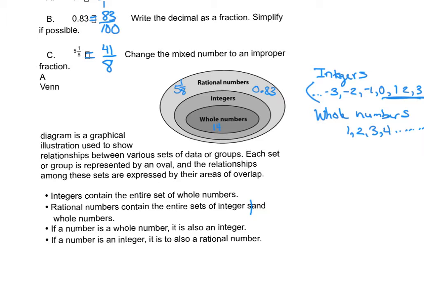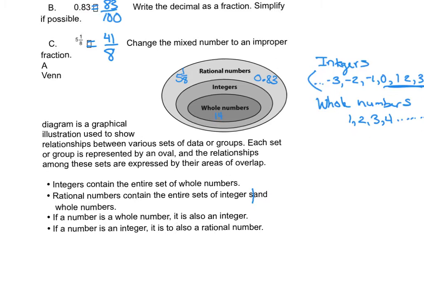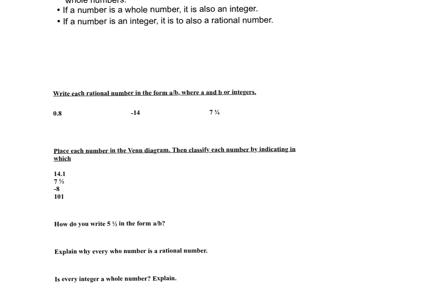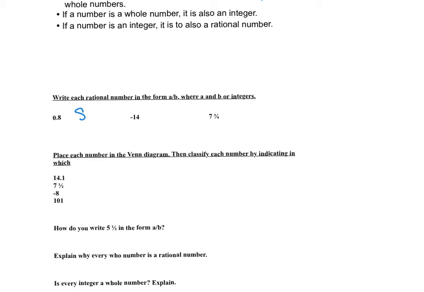So we're going to write each rational number in the form a over b, where a and b are integers. So we have 8 tenths. We write it just as we read it, 8 over 10. -14 would be -14 over what? 1. This we make improper. 7 3/4 becomes 31 fourths. So if I can write it as a fraction, it is a rational number.